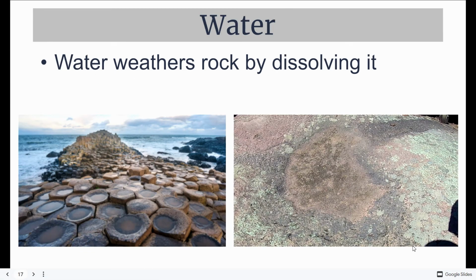So the first one is water. When water gets into rocks, it's going to dissolve it. So over on the left here, we have a picture from the Giant's Causeway. You probably recognize this one from previous units. We are looking at basalt pillars coming up off the ocean floor. So we talked about that a little bit during our rocks unit.